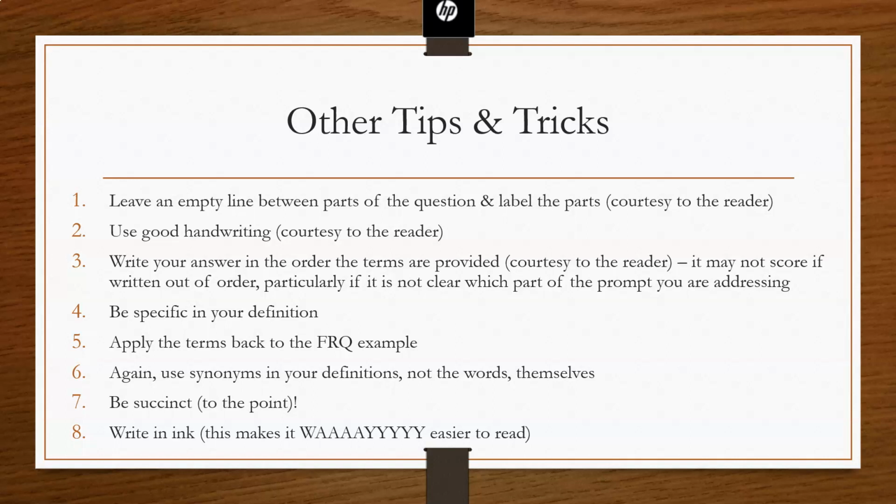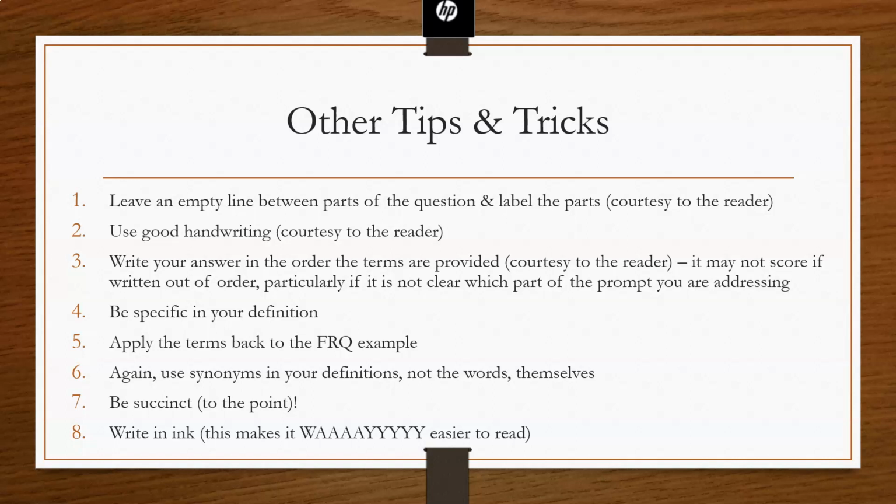Do go ahead and write your answer in the order the terms are provided, which again is also a courtesy to the reader. But it's important for you because if they're written out of order and it's not clear which part of the prompt you're addressing, they may not give you points for what you say. If you're not labeling, but you are going in order, they can reasonably assume which part of the prompt you're answering. But if they're not sure, they can't give you a score.